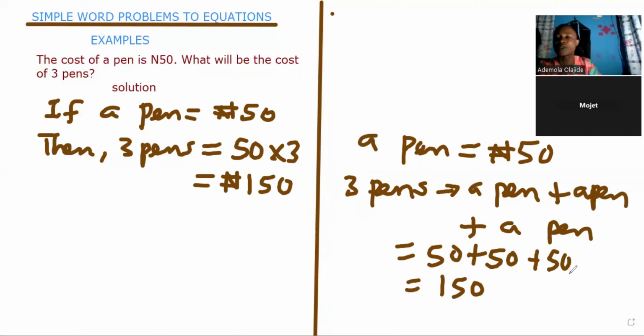And that's the essence of saying, since 50 added to itself 3 times is the same thing as 50 times 3. So just 50 times 3, then you have the same result. So this helps to minimize the effort and space. So just say this times this, you get the result straight away. Please take note of that.